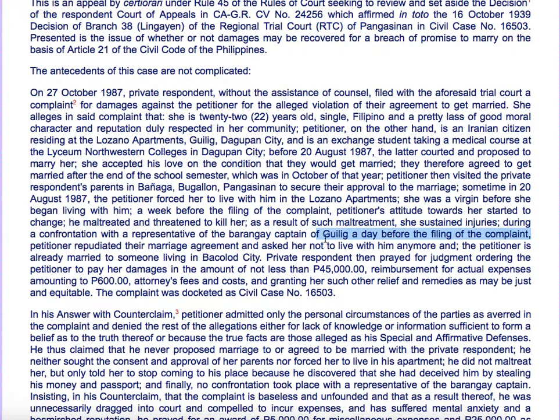Take a look at this. Pansin niyo to, itong hina-highlight ko. Petitioner repudiated their marriage agreement and asked her not to live with him anymore. Few notes on this. Number one, you might encounter words like this, repudiated. Ano ibig sabihin nun? Ako, when I was starting in law school, I don't know that word. So if you encounter an unfamiliar word, directly, Google mo. Repudiated. Parang he went back. Binaliktad yung marriage agreement.